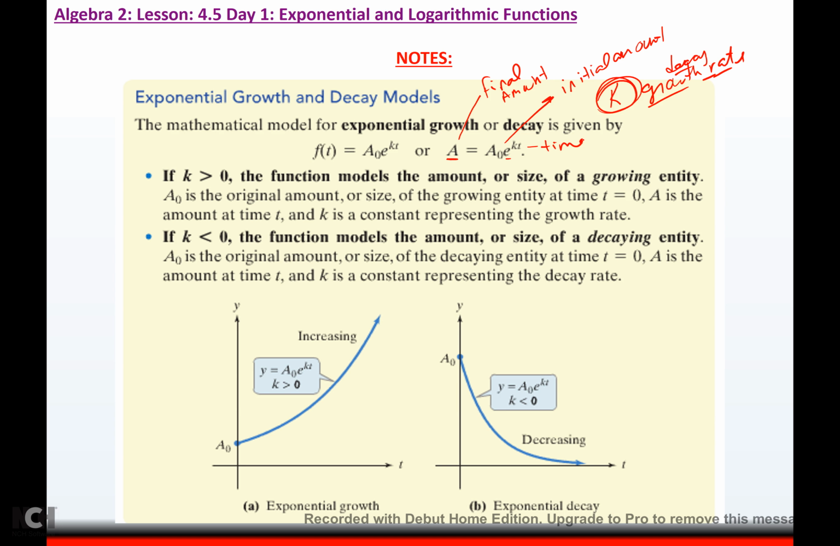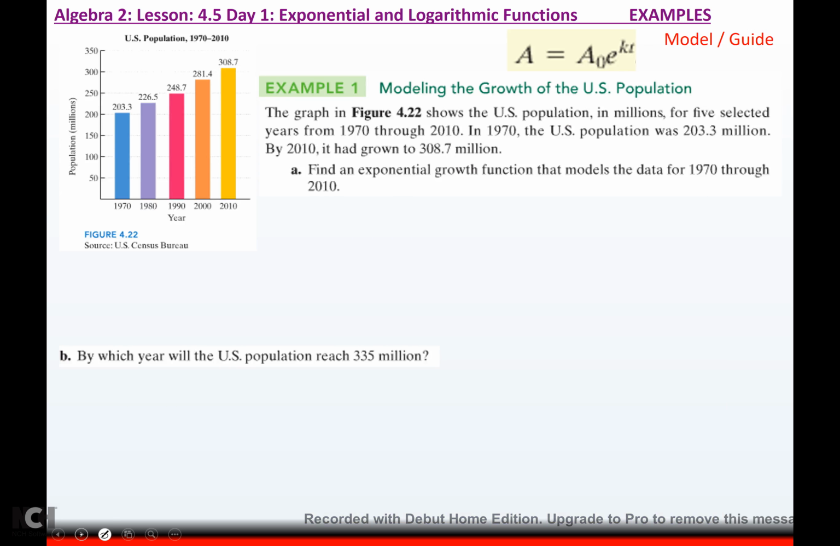If k is greater than 0, then we have a growth function. If k is less than 0, then we have a decay function. If it's growth, it's increasing, and obviously if it's decay, it's decreasing. And it starts at that initial amount as far as your graph goes.